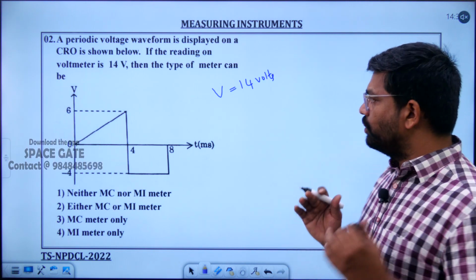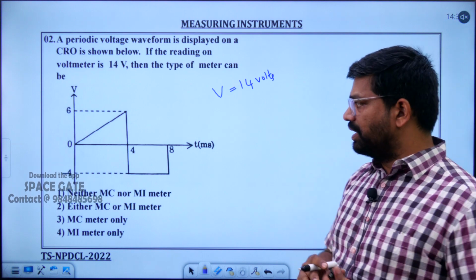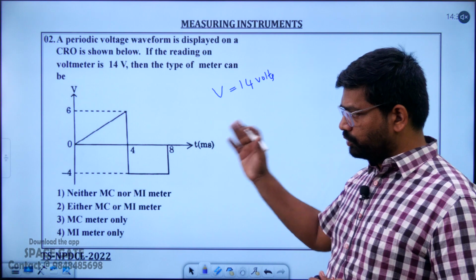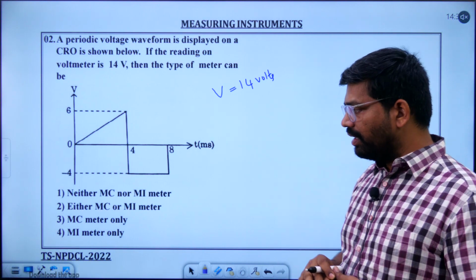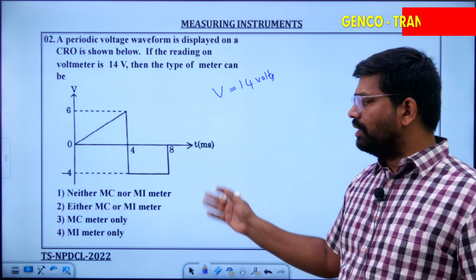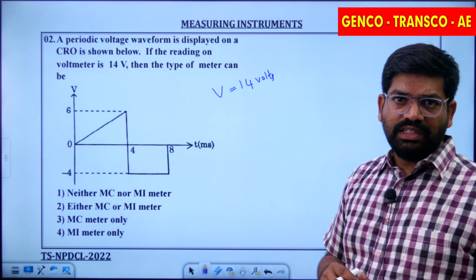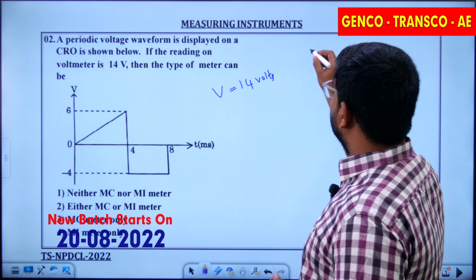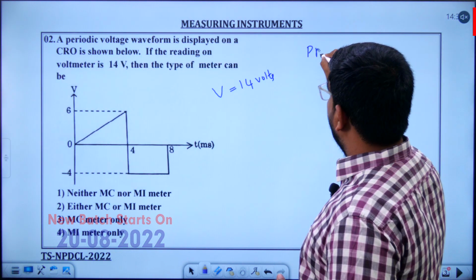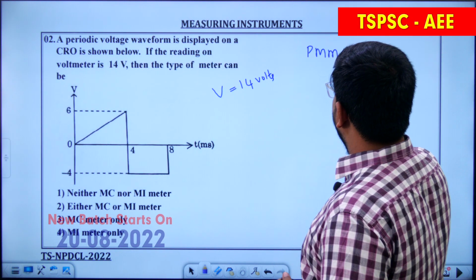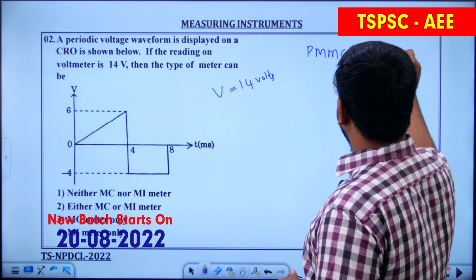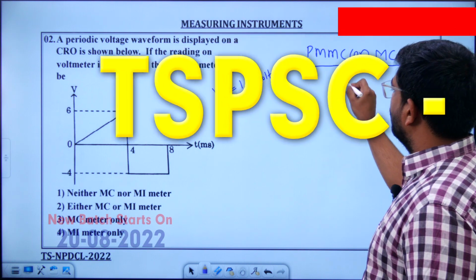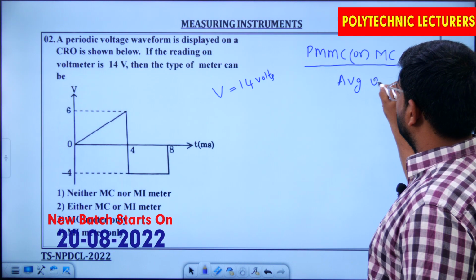Now if you are able to find the readings, then you will understand which meter is going to give this reading. If no one is giving it, we will choose the first option, right or not? If any one of these will give it, we will check that and decide which option is our answer. Suppose I go with PMMC, or what we are calling the MC instrument. What will it read? It will read only the average value.